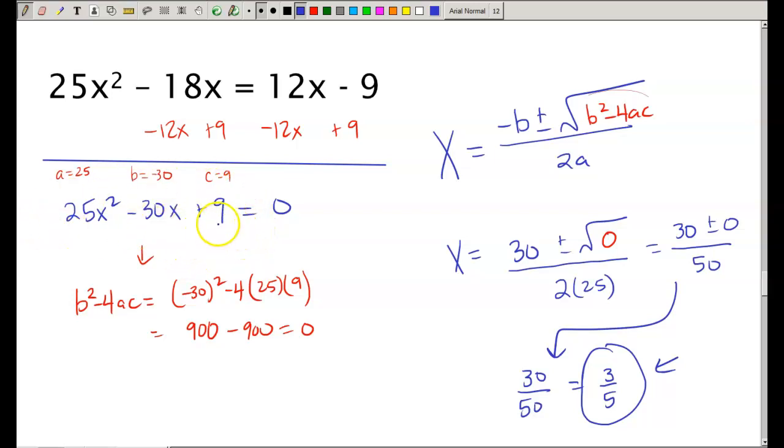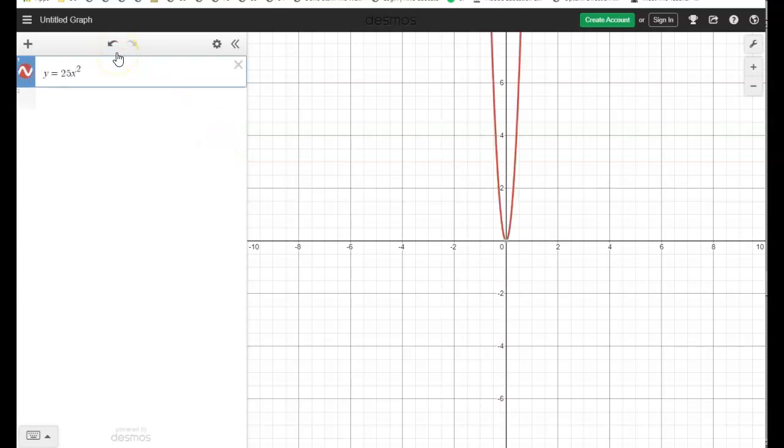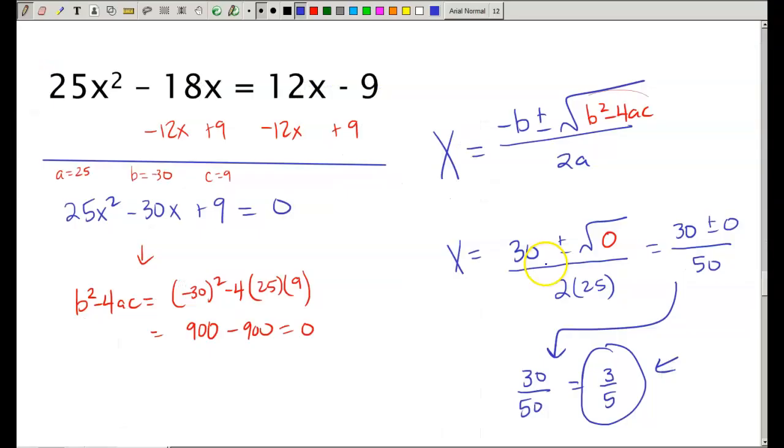If I graph that quadratic, so 25x squared minus 30x, that's plus 9. Watch what happens. All right, so now I have a parabola here, and notice how many x-intercepts, or how many zeros we have of this parabola. We have exactly 1. So if I click on that, 0.6. 0.6 is my only x-intercept in this problem. And going back to solving this problem, 3/5, or 0.6, is the only solution of this problem as well.